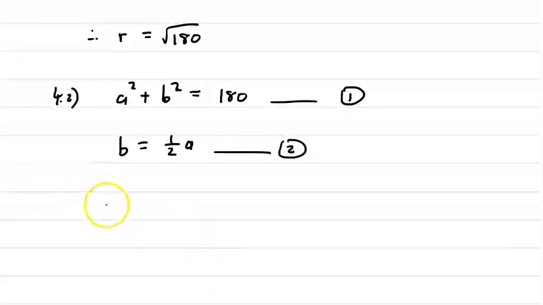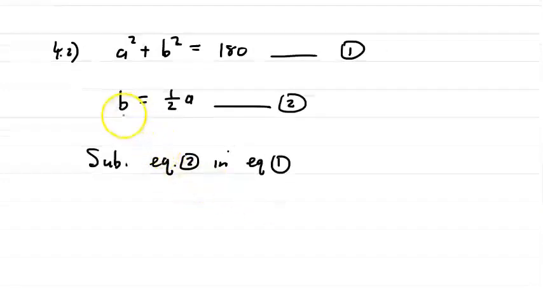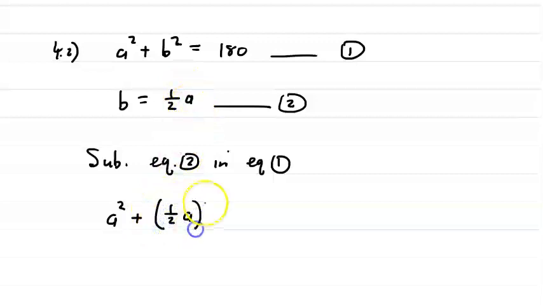So now we're just going to substitute equation 2 in equation 1. That means wherever we have b, we're going to put half a. We have a squared plus (half a) squared, which is equal to 180.